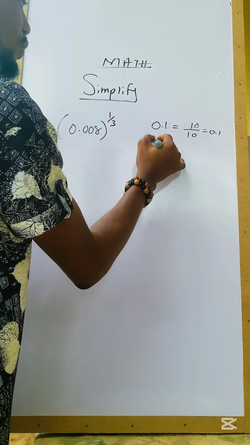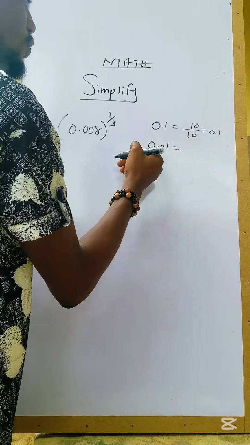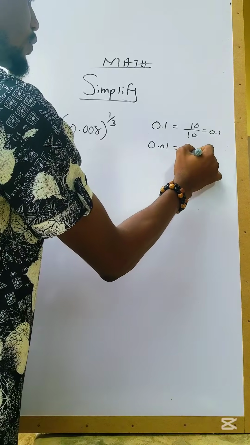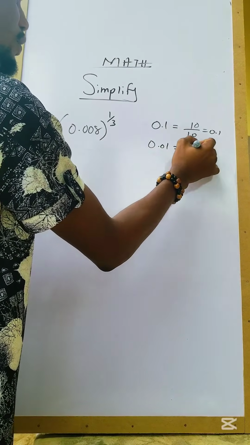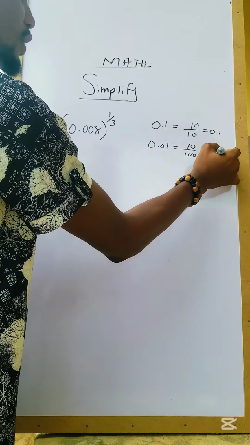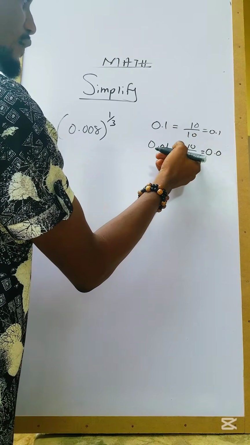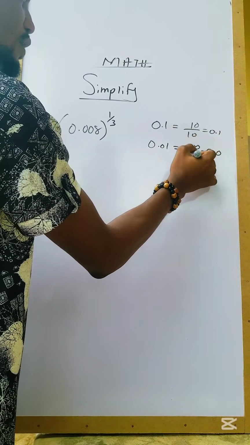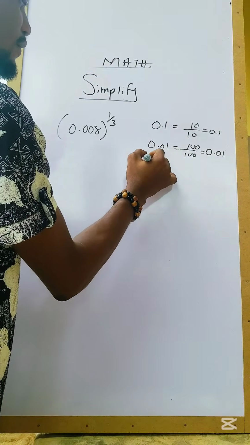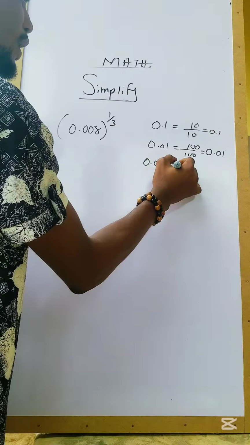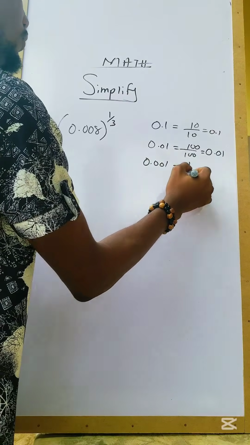So same thing goes with 0.01. So 0.01 means 1 over 100. So can 100 divide 1? 0 point. Add 0 to it. Can 100 divide 10? Impossible, it is 0. So you add 0 to it. 100 in 100, that is 1. 0.01, and so on. And also I have 0.001, which is 1 over 1000.